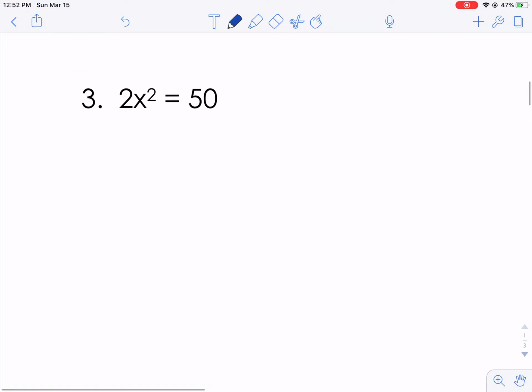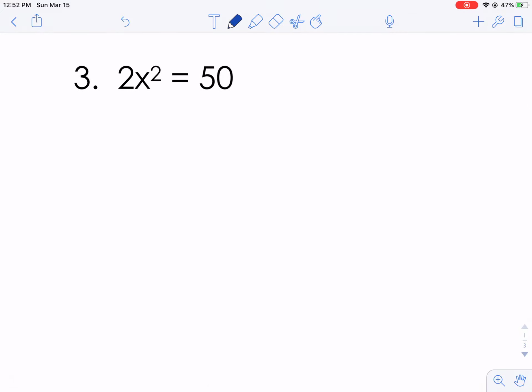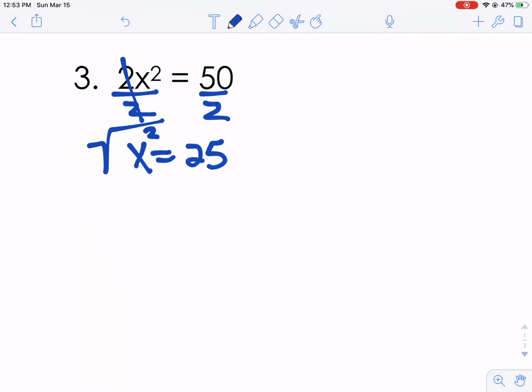All right, so number 3, a little bit different. The instruction said for the first step to isolate the squared term. That means get it by itself. And right now, it's not by itself. There is a 2 touching that x squared. So before I proceed, I need to get rid of that 2. I'm going to get rid of the 2 by dividing both sides by 2. That'll give me x squared equals 25. Now my x squared term is isolated, so I can square root both sides.